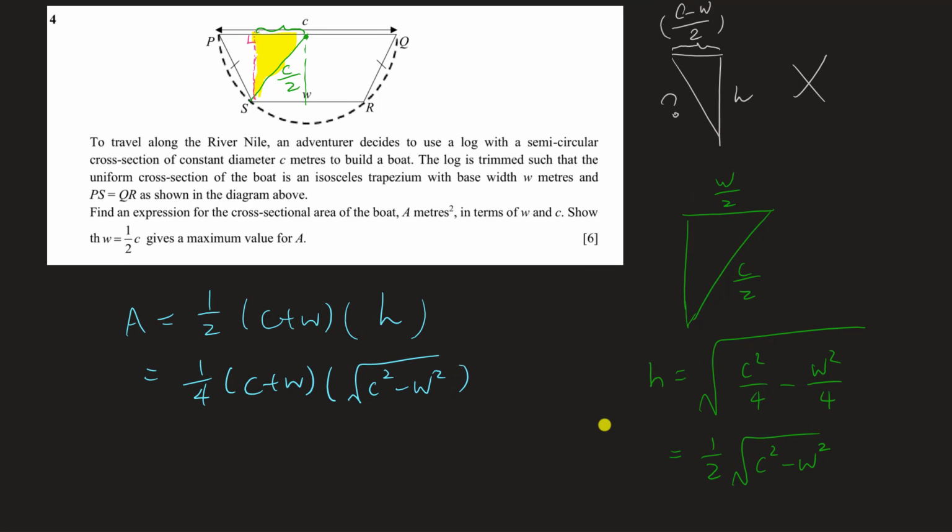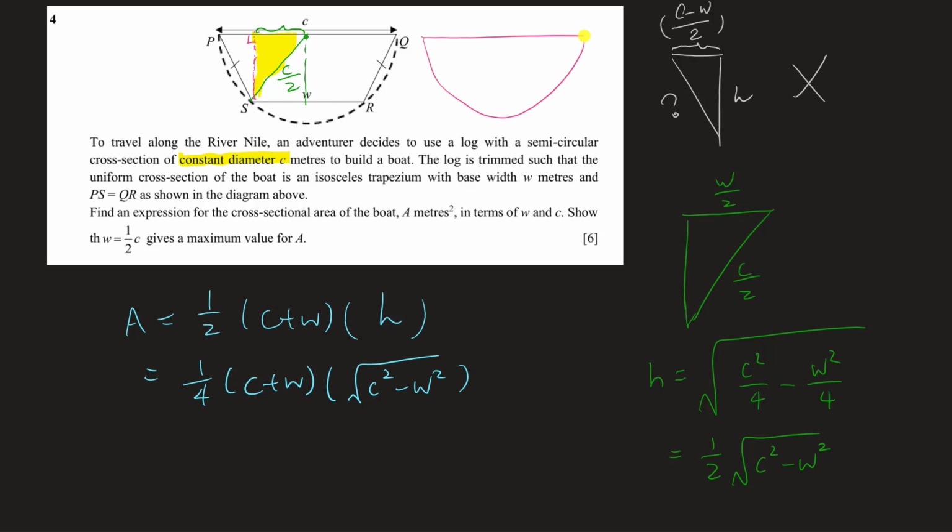Find an expression for A. Next, show that w equals 1/2 of c gives the maximum area of A. So this time round, ask yourself, which is the variable here? C is not the variable because they say c is the constant. So the only thing that's variable is w.